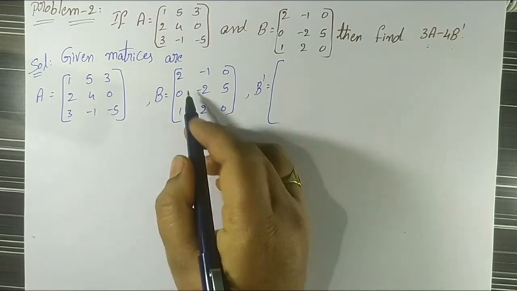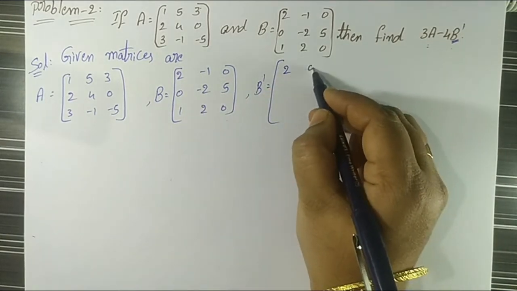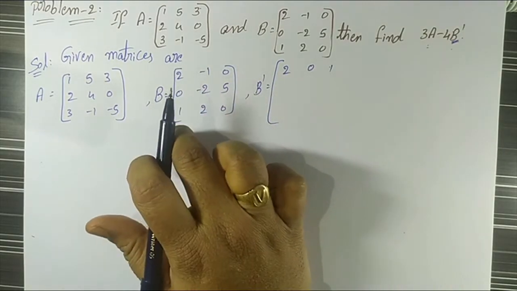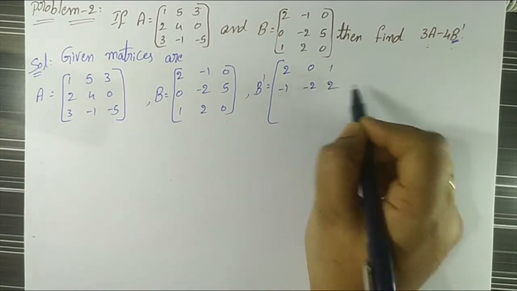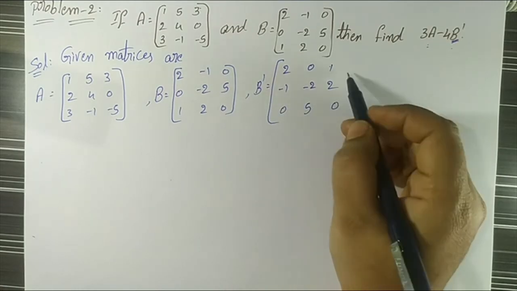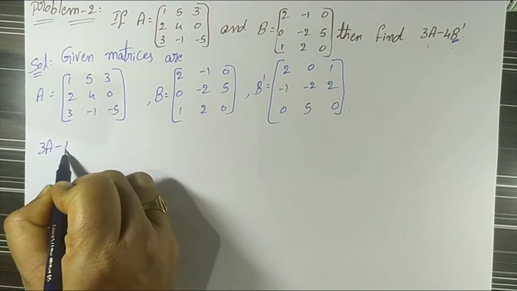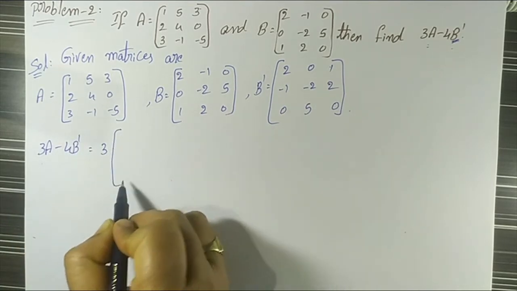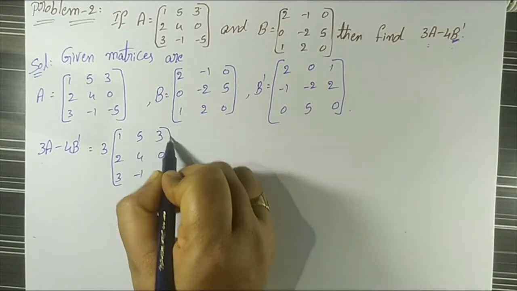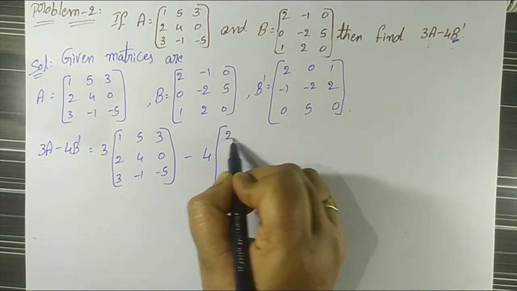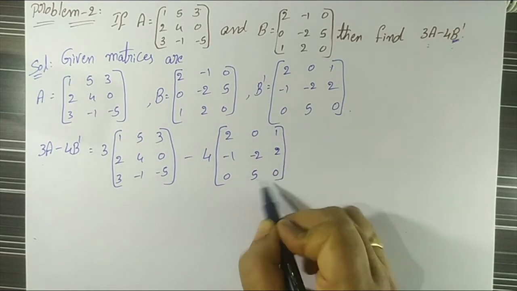That is B dash equal to, first column becomes first row, second column becomes second row: [2 0 1; -1 -2 2; 0 5 0]. This is B dash value. Next we can find 3A minus 4B dash. 3A minus 4B dash is equal to 3 into A value [1 5 3; 2 4 0; 3 -1 -5] minus 4 into B dash [2 0 1; -1 -2 2; 0 5 0]. This is B dash value.